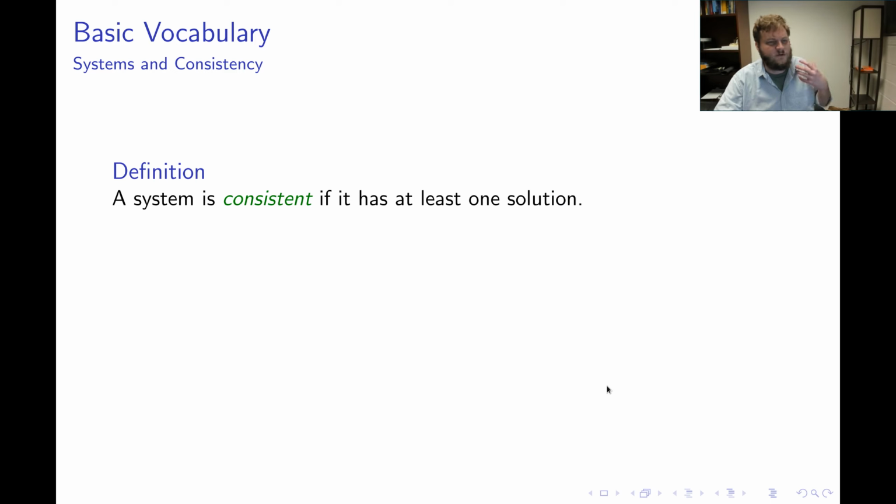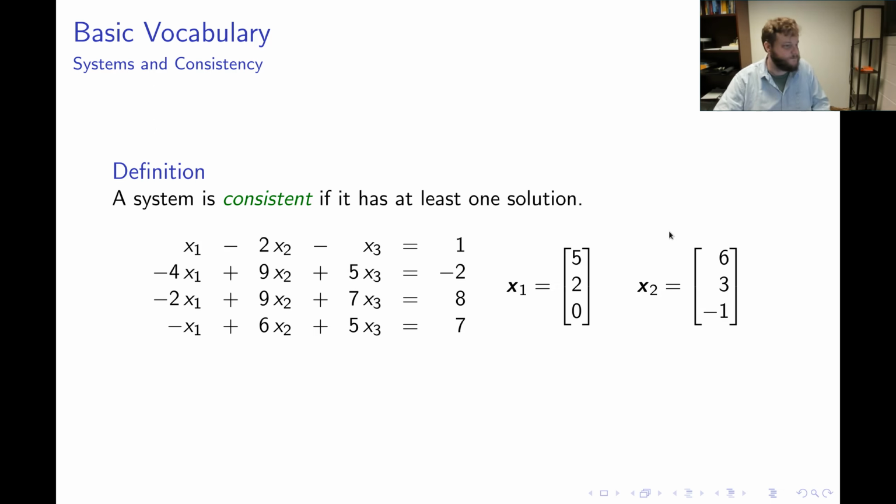So there's a certain vocabulary we use when we talk about linear systems of equations. One important vocabulary word is this term consistent. We say that a system of equations is consistent if it has at least one solution. So here's an example illustrating the idea of consistency. Here I have a system of 4 equations with 3 variables.